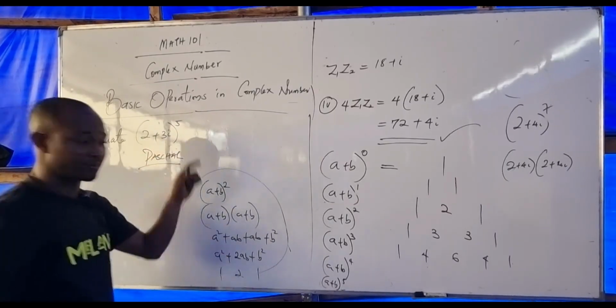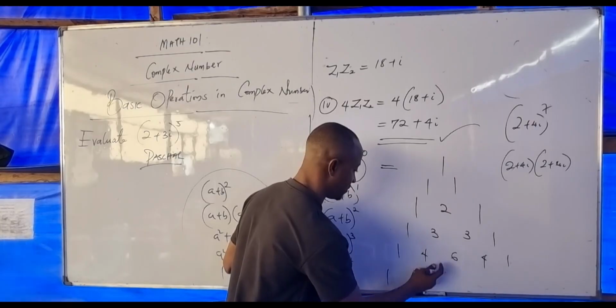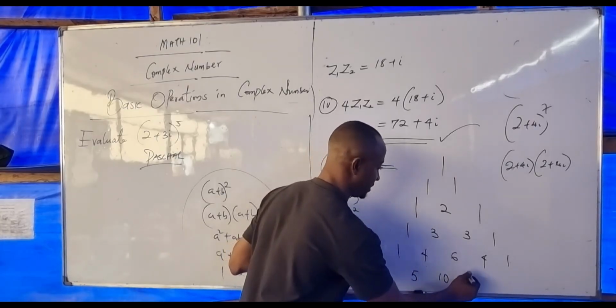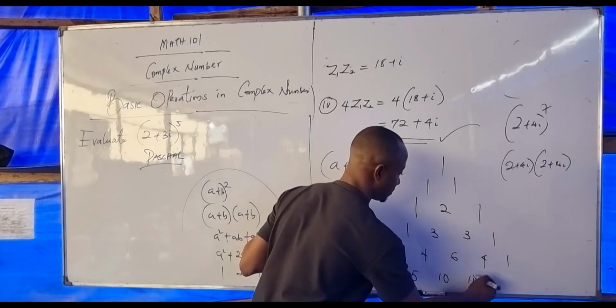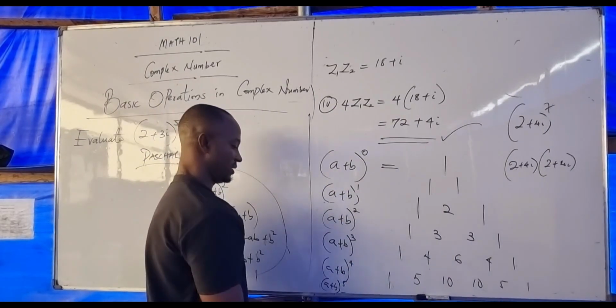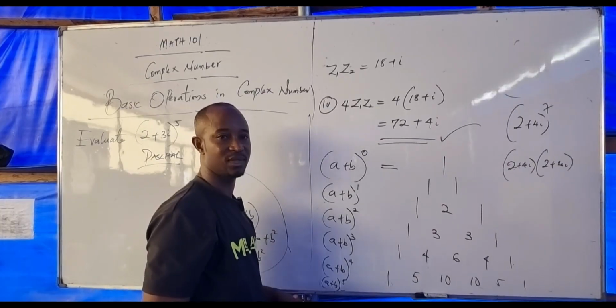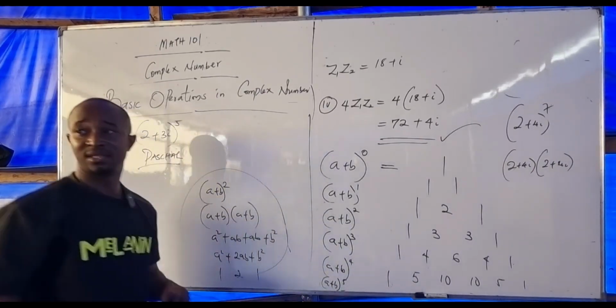Are you following? What do we do here? We have 1. 1 plus 4 is what? 5. 4 plus 6 is what? 10. What again? 5. 1. I can continue this way, even to 7, to 8, to 9. Are you getting it? There's a topic in mathematics.